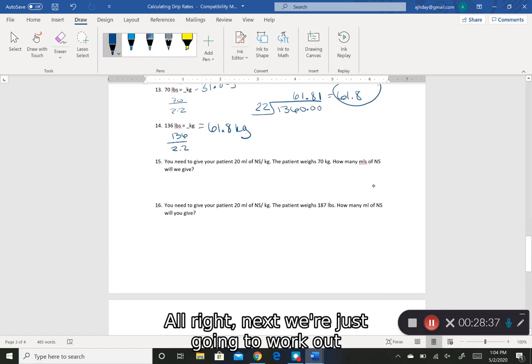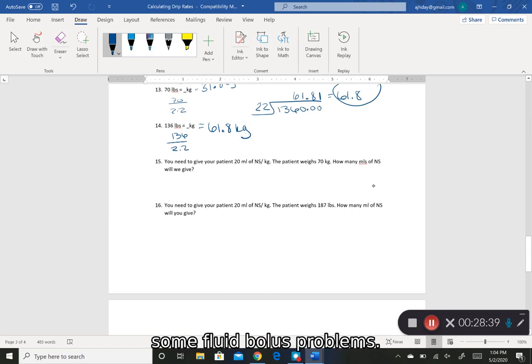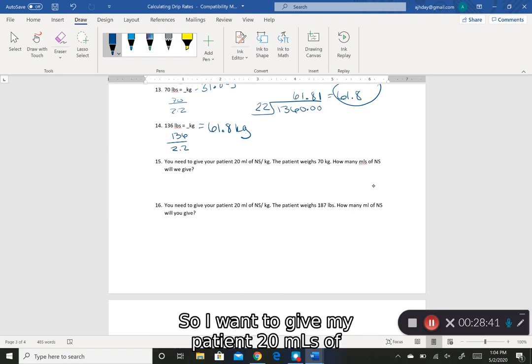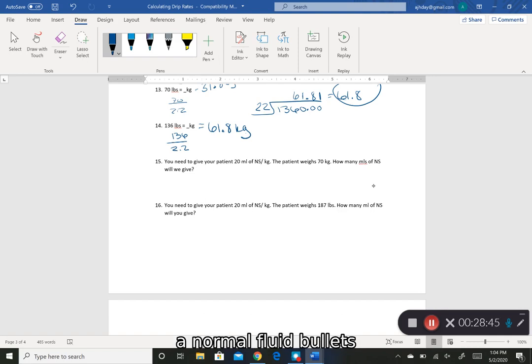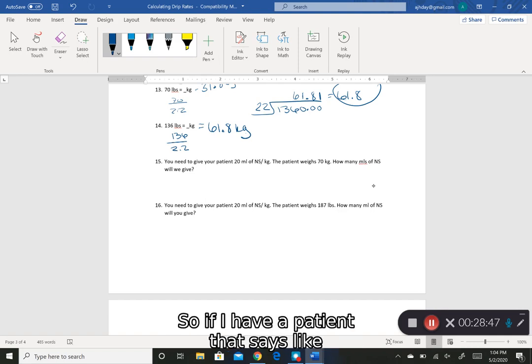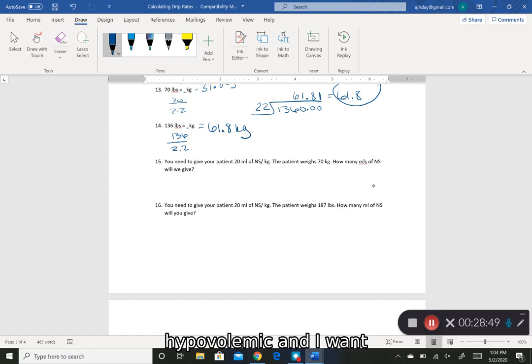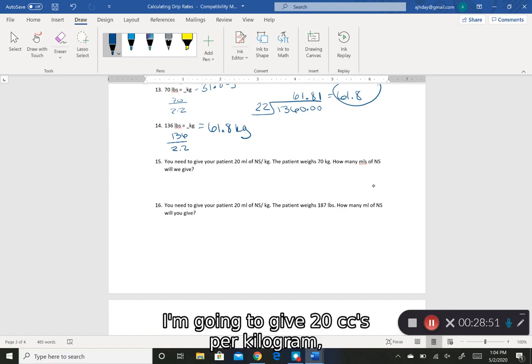All right, next we're just going to work out some fluid bolus problems. So I want to give my patient 20 mLs of saline per kilogram, and that's a normal fluid bolus that we give a patient. So if I have a patient that, say, is hypovolemic and I want to do fluid replacement, I'm going to give 20 cc's per kilogram, reassess my patient, and then I can go on with another 20 cc's per kilogram. So that's how we kind of fluid resuscitate our patients.